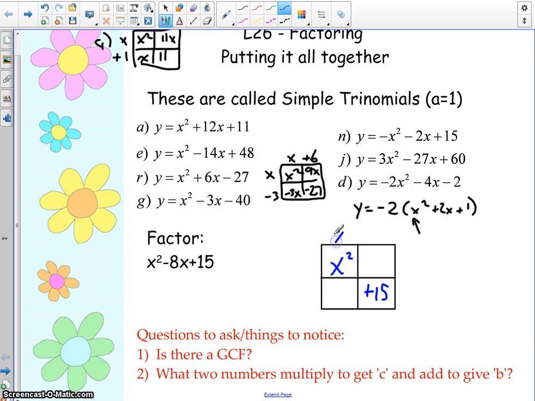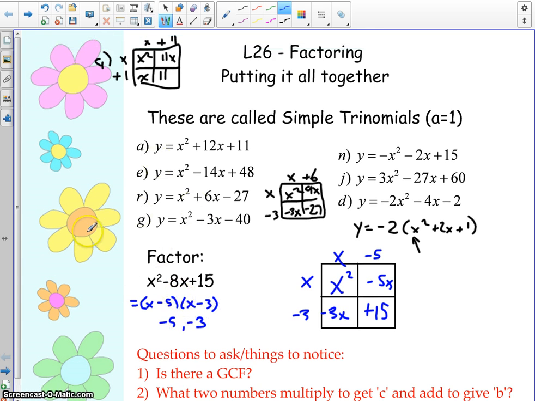Okay, so again, x and x are the only options for the outside of the array. So we need two numbers that multiply to positive 15 and add to -8. Well, those two numbers are -5 and -3. So if I try -5 and -3, it gives me -3x and -5x. Okay, so it gives me my factored form. Okay, so that was one type of factoring that we saw.